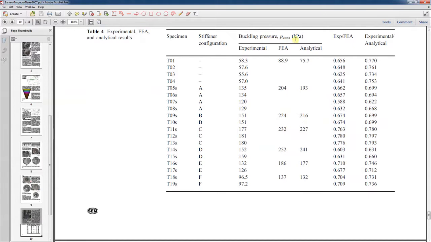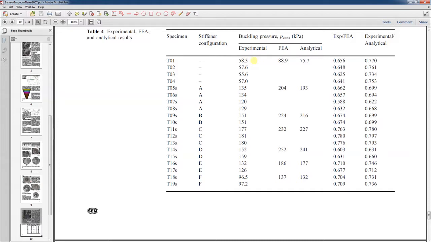But down in this table is a table of the kilopascals of the experimental buckling pressure and the finite element and the analytical approach. So the analytical approach for no stiffening rings gave 75.7 kilopascals. Finite element solution we'll see gives about 88.9, and the experimental result is about 58.3.